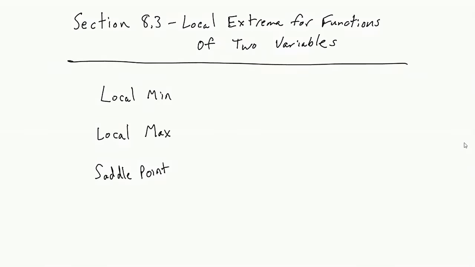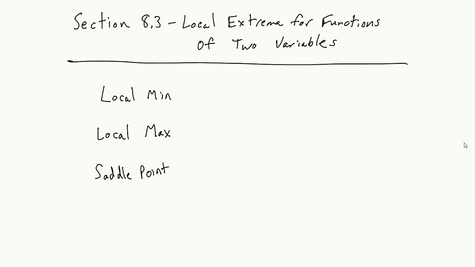Okay, everybody, the last section for Business Cal is section 8.3, called Local Extrema for Functions of Two Variables. You did local extrema in Cal 1 for single variable functions, where you found local min and local max. You actually did it a couple of different ways in Cal 1. You can see section 3.4 and section 4.1b in our software or in our book if you want to go back and look at that.